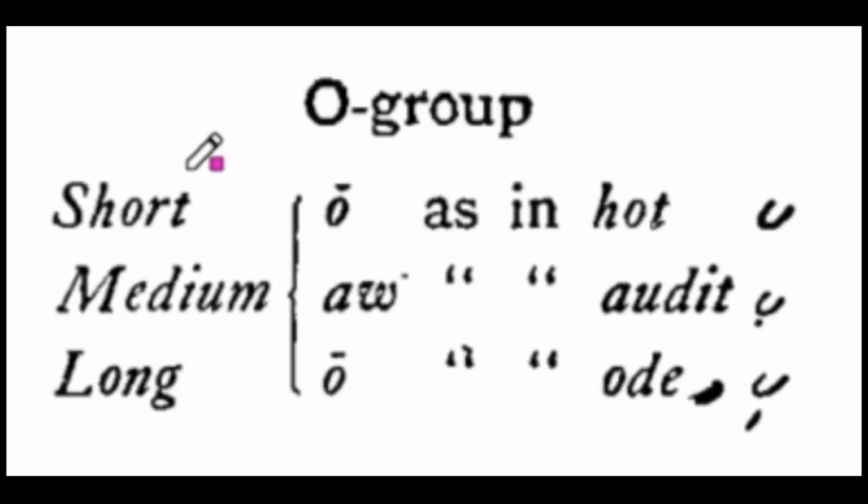O group, the short O sound as in hot. It's just a downward hook. The medium sound, or the sound ah, as in audit, is a downward hook with a dot underneath. The long O, as in the word ode, is a downward hook with a dash beneath it. And that is it for this lesson, lesson 3 of the O hook.